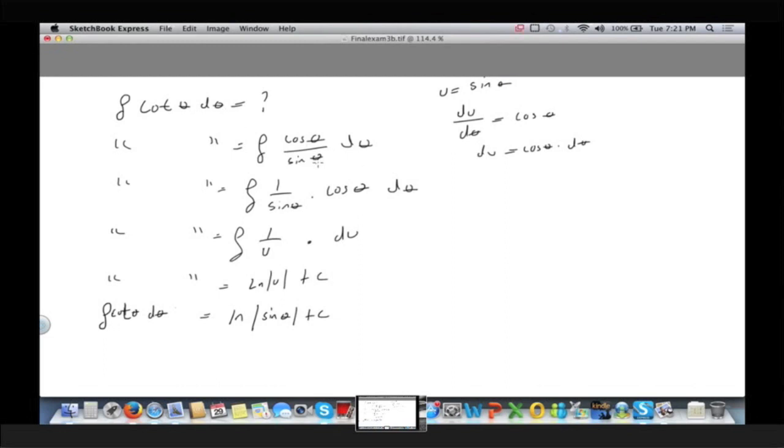Cotangent is equivalent to cosine over sine. We separate them, separate the fraction. Derivative of sine is cosine, so we can use sine as u. Solve for cosine theta d theta. One over u times du. Antiderivative of 1 over u is this. And plug back in. Okay, cool.